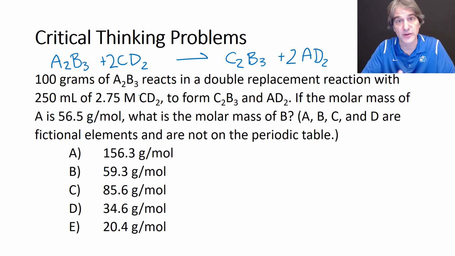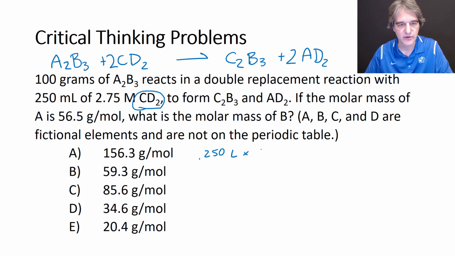And this is something I learned as a freshman chemistry student myself, because there were so many times I had a problem on an exam and I didn't know how to do it. And I realized, well, if I can write a balanced equation and calculate moles of anything that I can calculate moles of, sometimes it looks like a whole different problem after you've done that. So we can calculate moles of CD2 by just taking 0.250 liters times 2.75 moles per liter, which gives us moles of CD2.